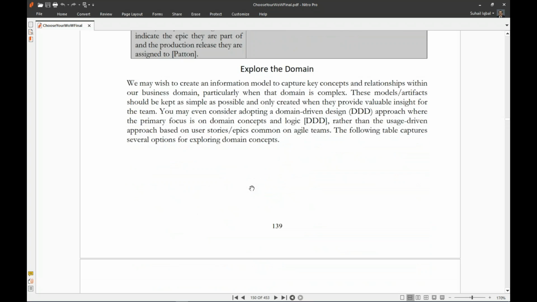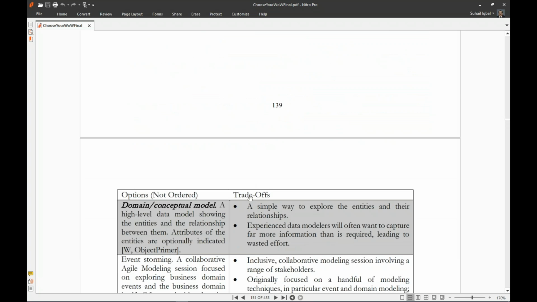Next is explore the domain. We may wish to create an information model to capture key concepts and relationships within our business domain, particularly when that domain is complex. These model artifacts should be kept as simple as possible and only created when they provide valuable insight for the team. You may even consider adopting a domain-driven design approach, where the primary focus is on domain concepts and logic rather than the usage-driven approach based on user stories and epics common on agile teams. The following table captures several options for exploring the domain concepts.